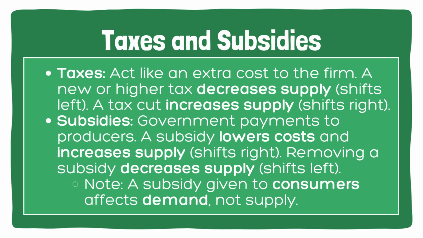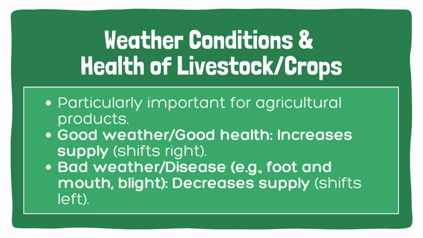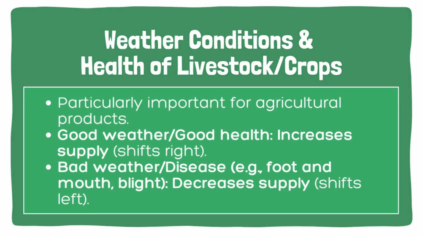Subsidies, on the other hand, work in the opposite way to taxes. A government subsidy provides financial support to producers, lowering their costs and encouraging them to produce more. Removing a subsidy would therefore decrease supply. Weather conditions and the health of livestock and crops also play a major role, especially in agriculture. Favorable weather increases crop yields and supply, while extreme weather, like floods, droughts, or storms, can destroy crops and reduce supply. Similarly, diseases among livestock or plants, such as foot and mouth disease in cattle or blight in crops, decrease the amount producers can offer for sale.